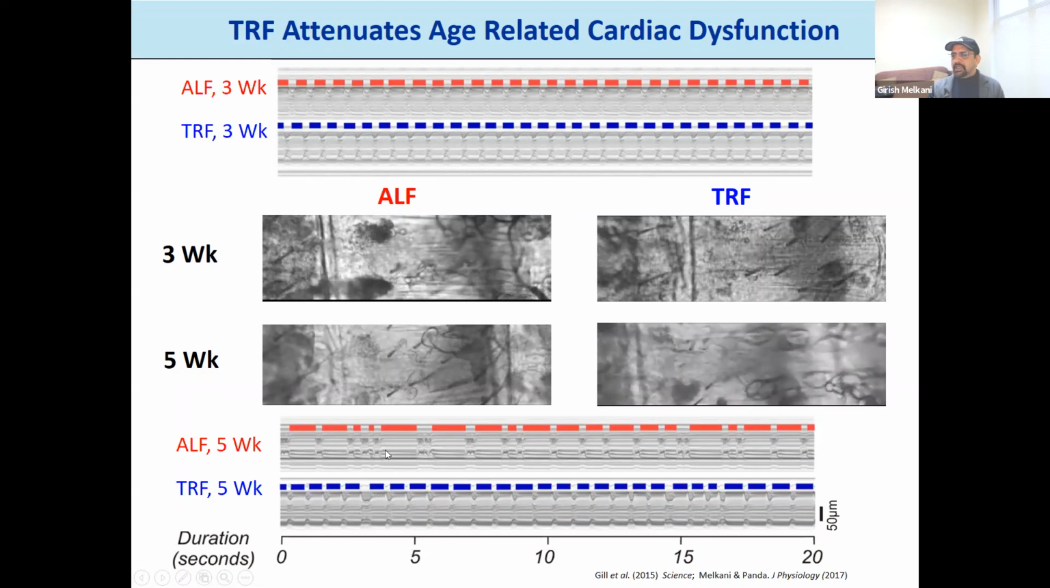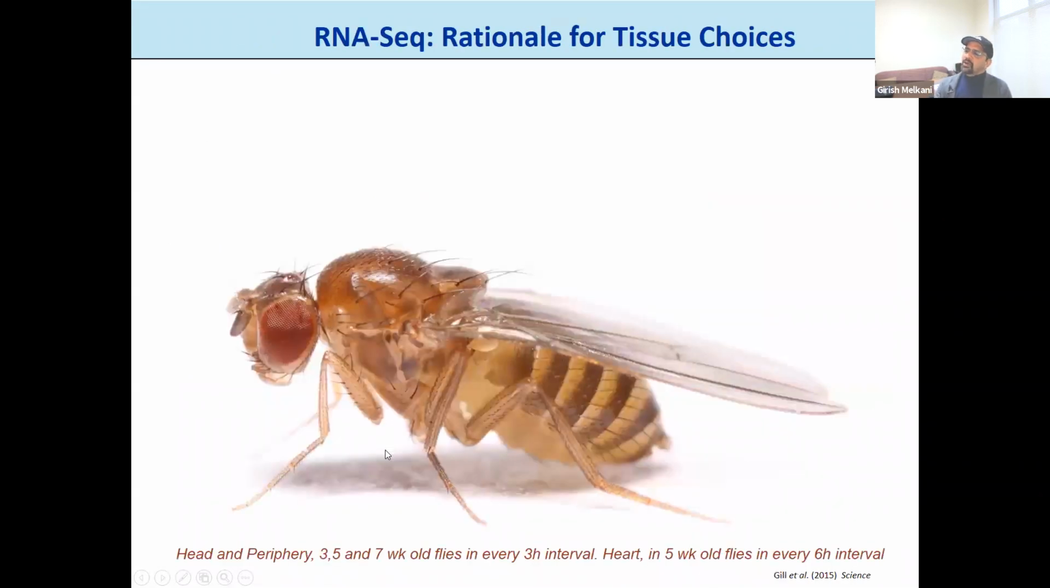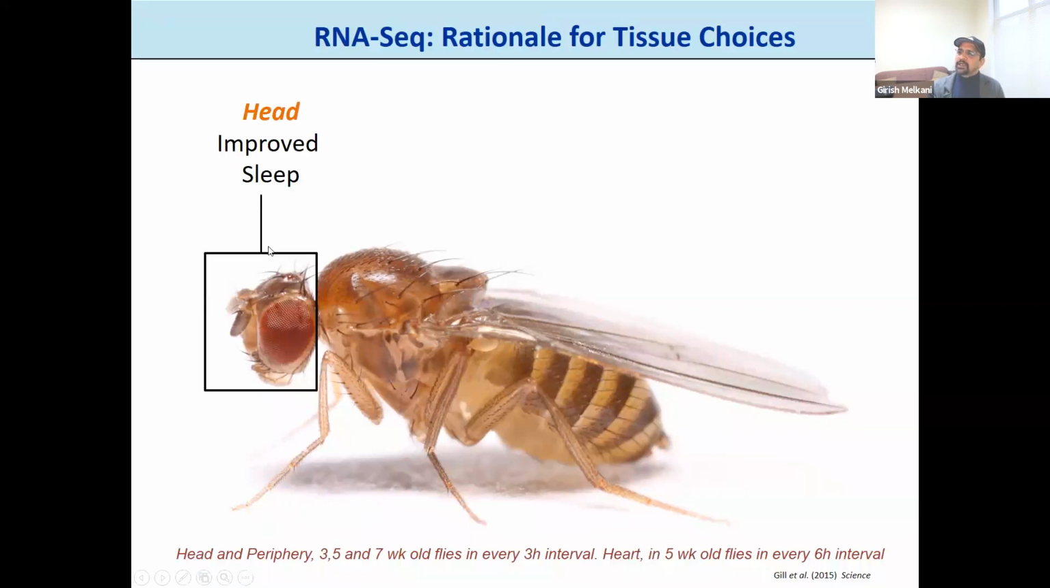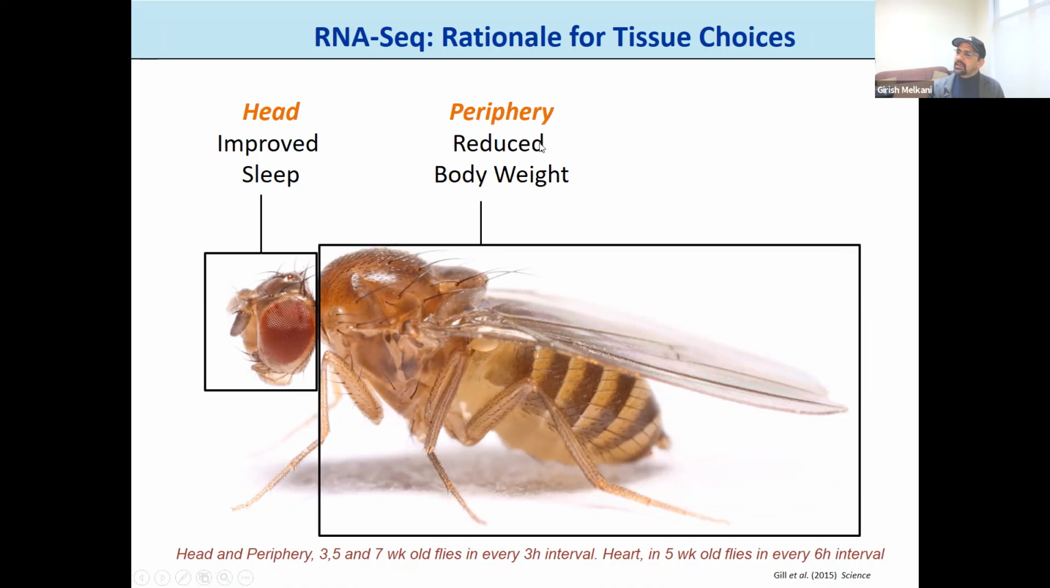Okay, so we did that, and then we want to know, okay, what is the mechanism, how does that work? When you are working in the fly, you have to provide all that. As I said, just showing a phenotype is not sufficient. So what we did is we did the RNA sequencing, transcriptomics, on the head because we have improved sleep. We did the whole body because body weight was reduced under TRF, and we did in the heart specific also.